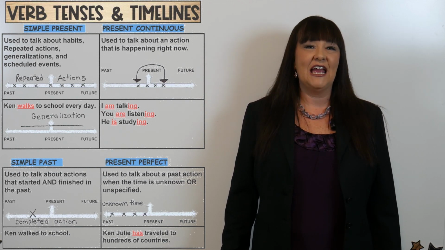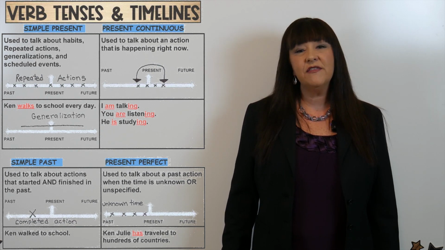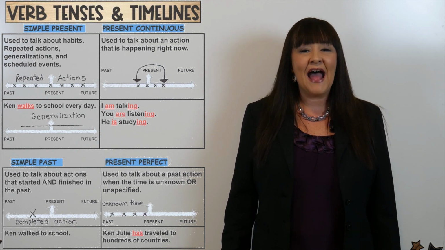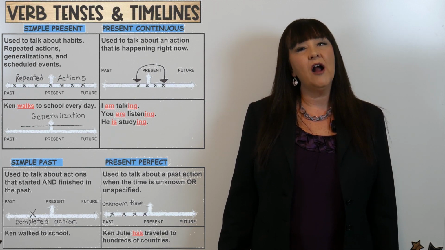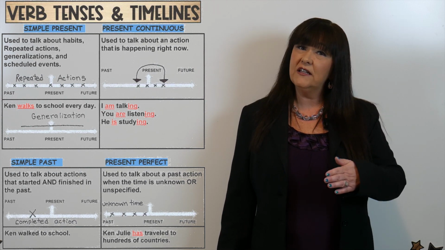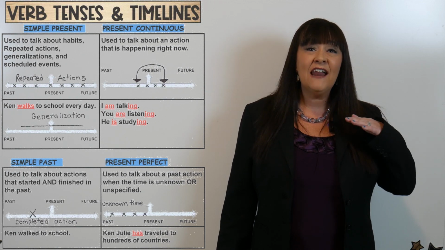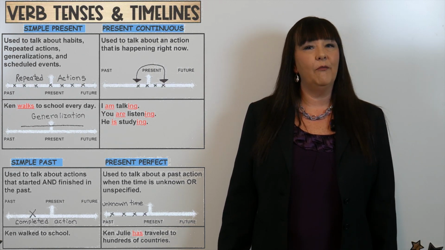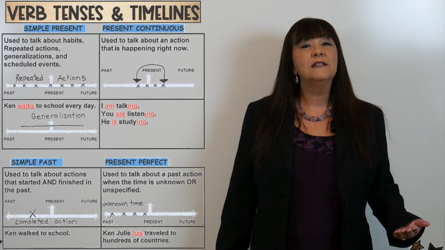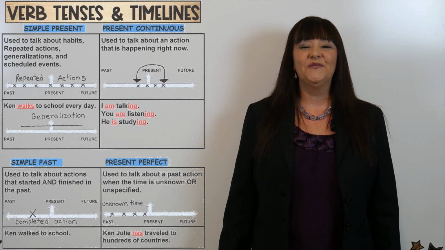The third tense we're going to tell a story with is the simple past. The simple past is used to talk about actions that started and finished in the past. For example, he walked to school.